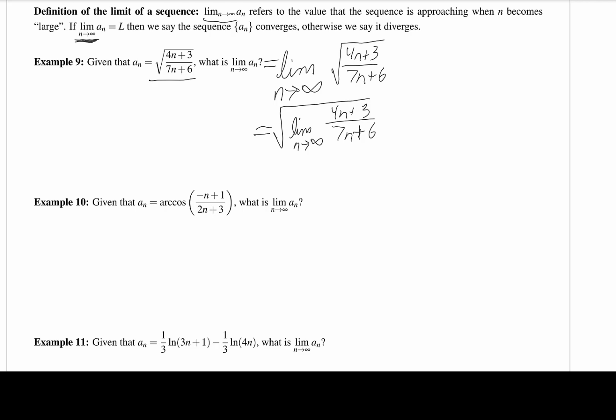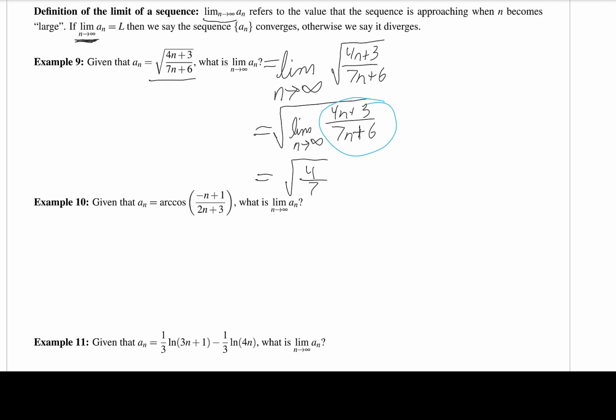Now we can utilize L'Hopital's rule when we're just looking at the limit of this fraction right here. L'Hopital's rule says that since we have a continuous function right here, and we have infinity over infinity, or plus or minus infinity over plus or minus infinity, I can take the derivative of the top and of the bottom to get our answer. So if I take the derivative of the top, that'll give me just 4, and taking the derivative of the bottom would give me 7. So then the limit of this sequence is going to be the square root of 4 over 7.